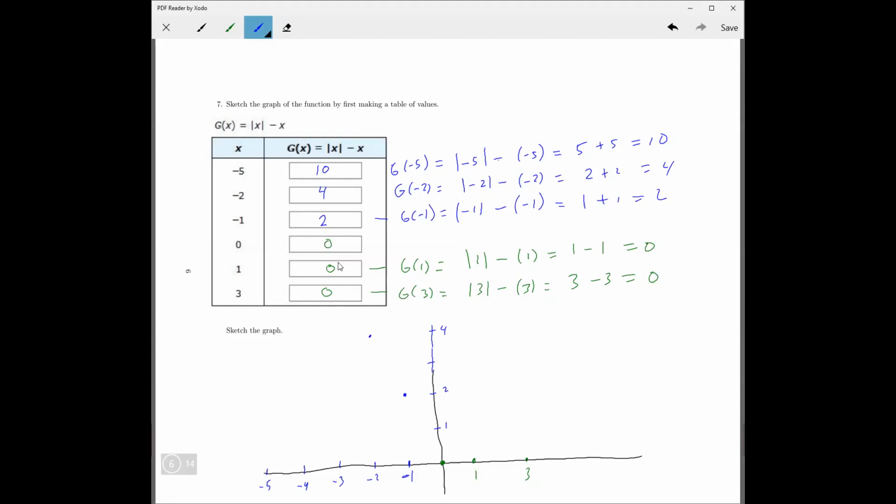And then negative 5, 10, that's going to be up here somewhere. Okay, so that's going to go like that. And then the other part is just going to be along the x-axis. That's interesting. And it looks like the fourth graph works.